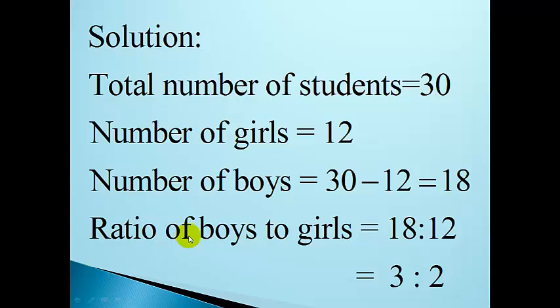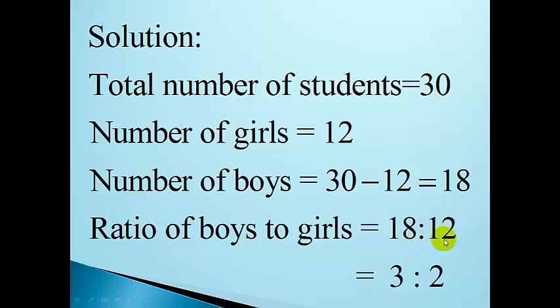Now the ratio of boys to girls will be equal to 18 is to 12. That is, the number of boys is equal to 18 and the number of girls is equal to 12. Because we are comparing the boys to the girls, the ratio of boys to girls is equal to 18 is to 12, where the 18 is the number of boys and the 12 is the number of girls.